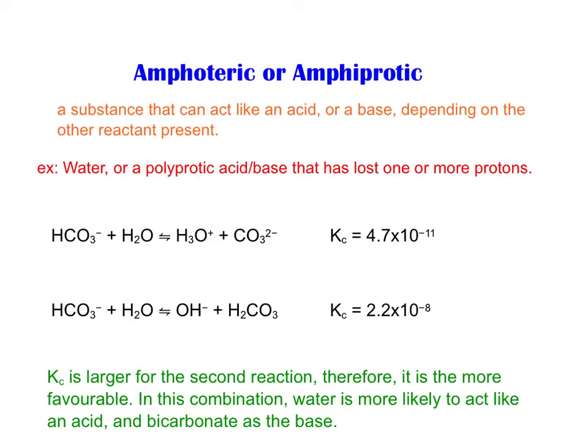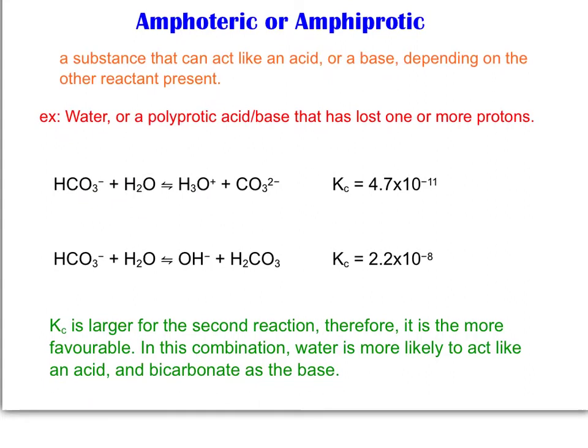So water, or a polyprotic acid or base that has lost one or more of its protons but still has the ability to either gain one back or lose another one, can be considered amphoteric. So in the reaction seen here, we have the bicarbonate ion and water reacting, and it can go one of two ways. Water can either act as the base and accept another hydrogen, or water can act like the acid and donate one of its hydrogens to make carbonic acid.